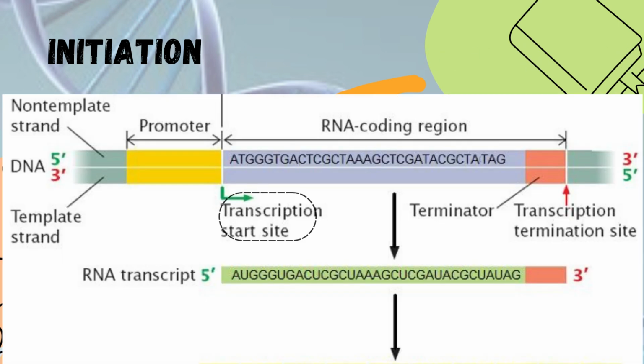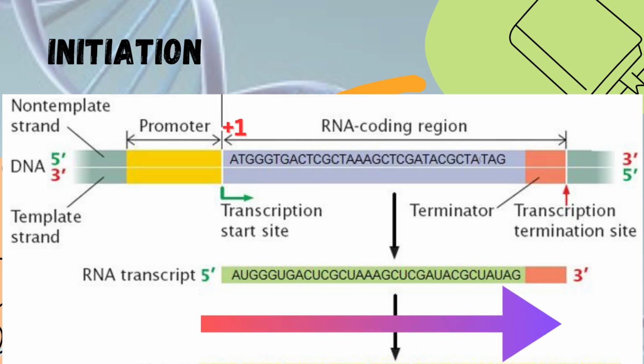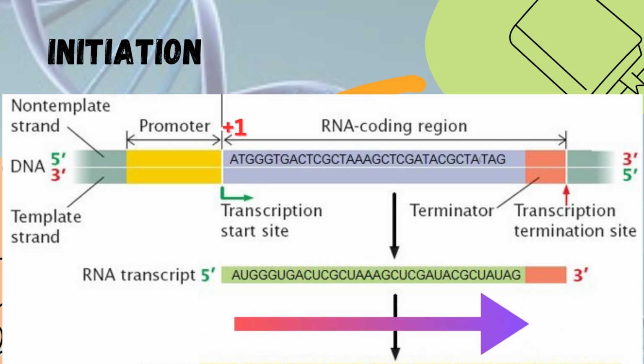The TSS, or the transcription start site, is a point. Usually when we have those promoter diagrams, it's written +1. That is the point, or the nucleotide, where the transcription starts from, as the name suggests, transcription start site. The direction of the transcription is the same as in replication, from 5' to 3'.